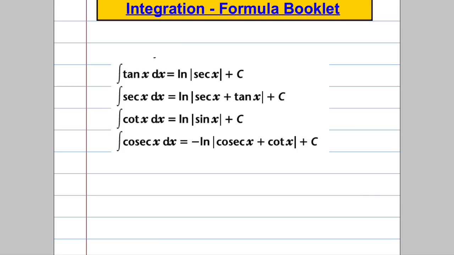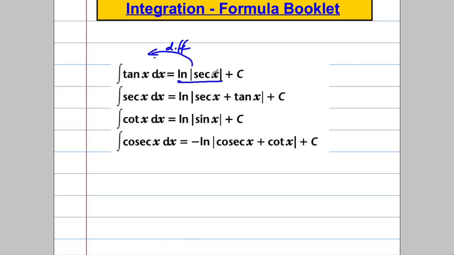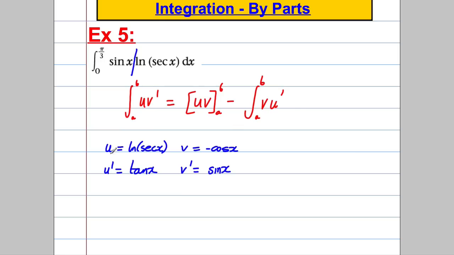Well, look in my formula booklet, okay, I can see the following. I can see that if I integrate tan x, I get ln sec x. So going backwards, if I differentiate ln sec x, I get tan x. So it would be best if I chose my u to be ln sec x, because then when I differentiate it, I would get tan x. Now my v dash, that's sine x, and when I integrate sine x, I get negative cosine x. So let's just check the reason I chose this. I chose this to be the thing I differentiate because that's what I know how to differentiate. Because I know the integral of tan x is ln sec, so the differential of ln sec is tan. So I'm using the results in my formula booklet.